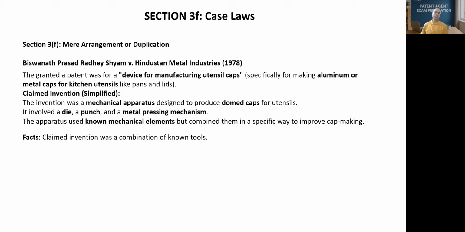So section 3 says the mere arrangement or rearrangement or duplication of known devices functioning independent of one another in a known way. अगर सब इंडिपेंडेंट काम कर सकता है तो वो पेटेंटेबल नहीं रहता. You just combine them, और वो इंडिपेंडेंट भी काम करता है, अपना अलग काम करता है.